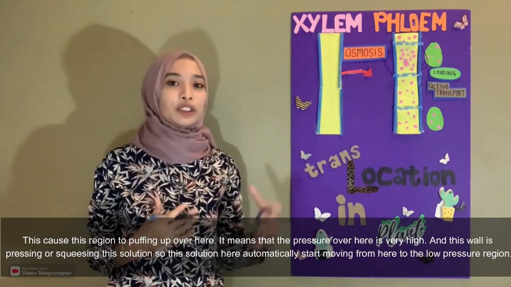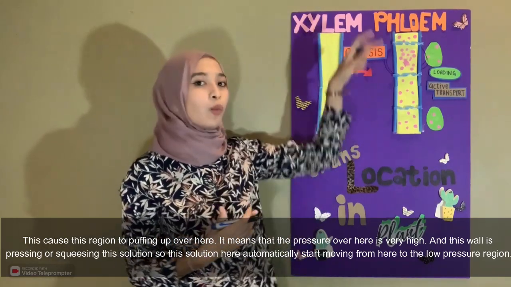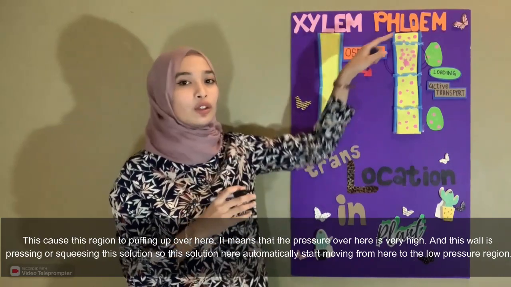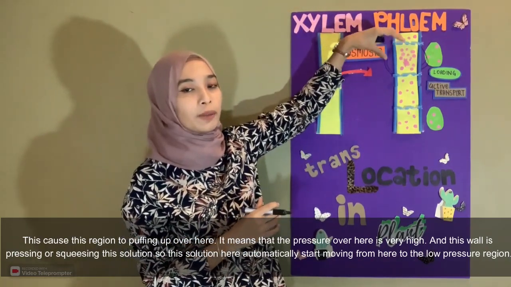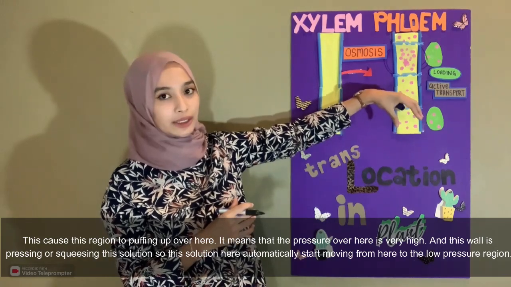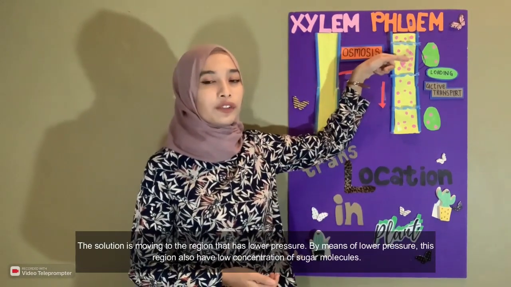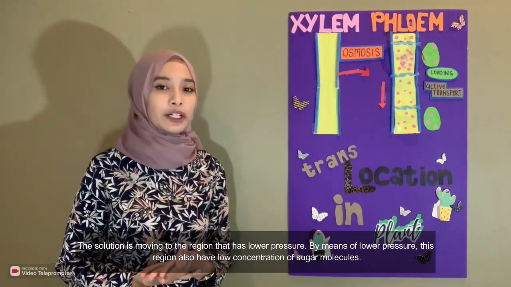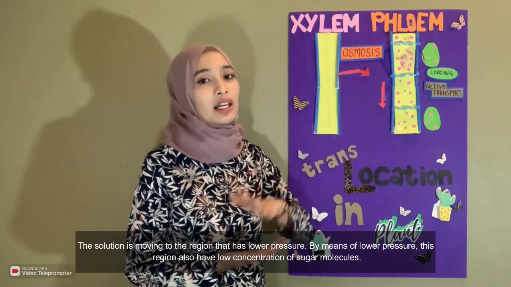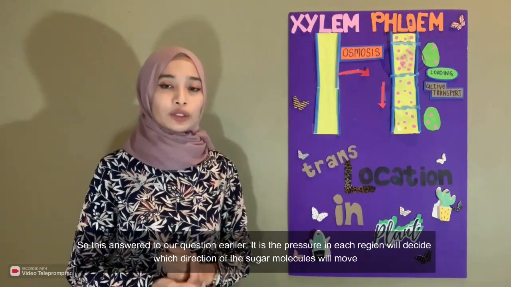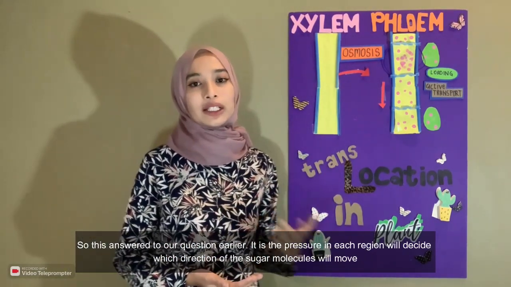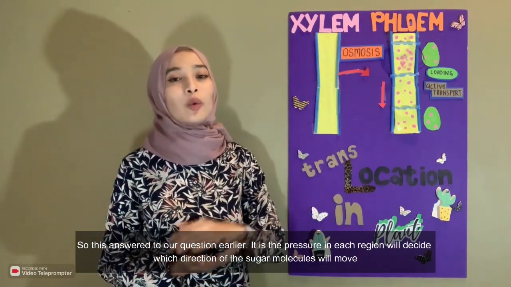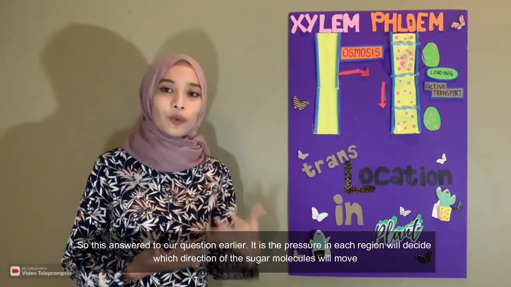It means that the pressure over here is very high and the wall is pressing or squeezing this solution, so this solution automatically starts moving from here to the low pressure region. The solution is moving to the region that has lower pressure. This region has a low concentration of sugar molecules. So this answers our question earlier. It is the pressure in each region that decides which direction the sugar molecules will move.